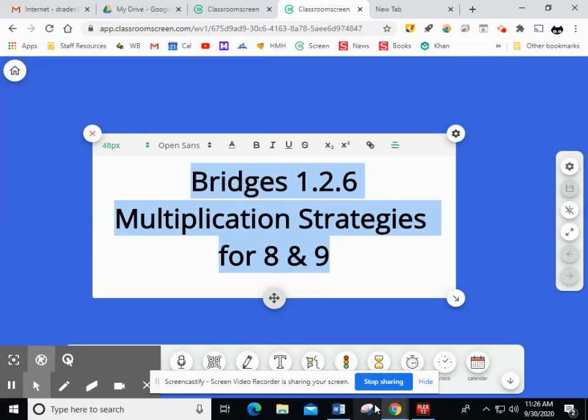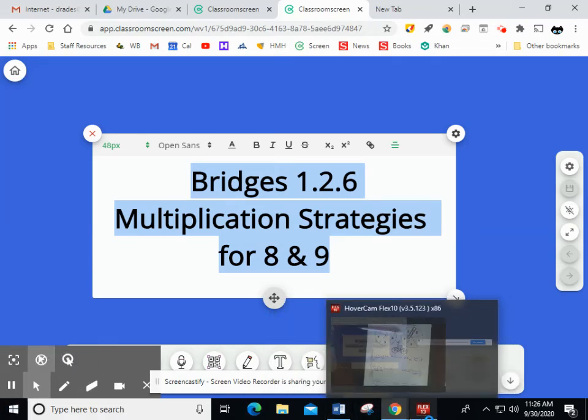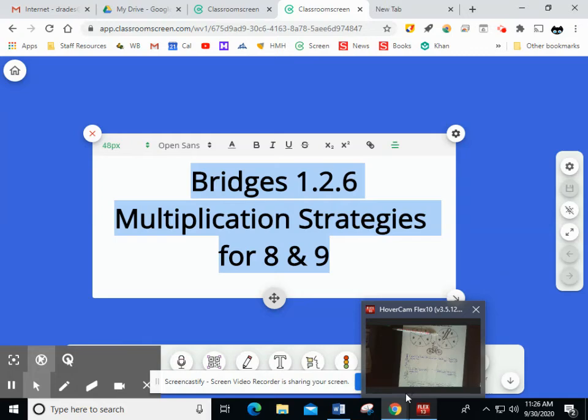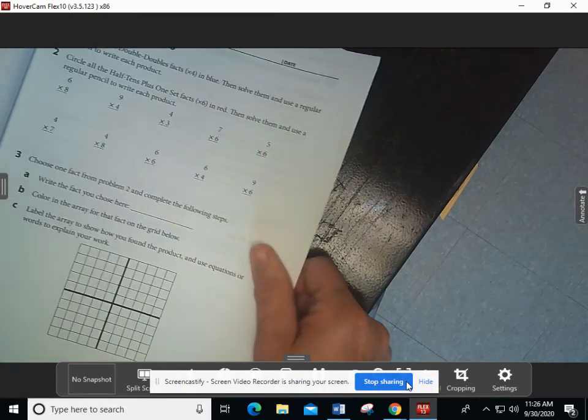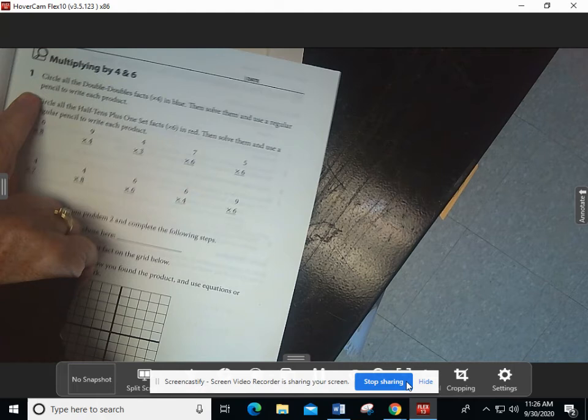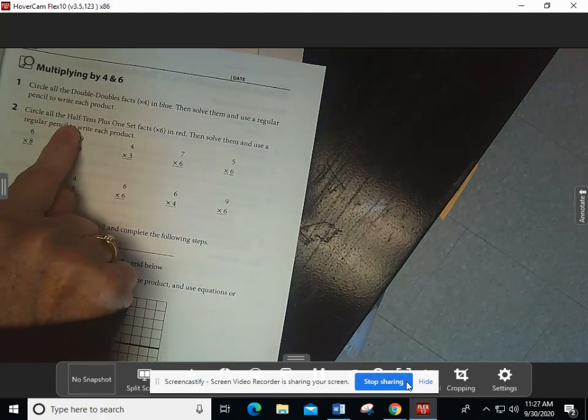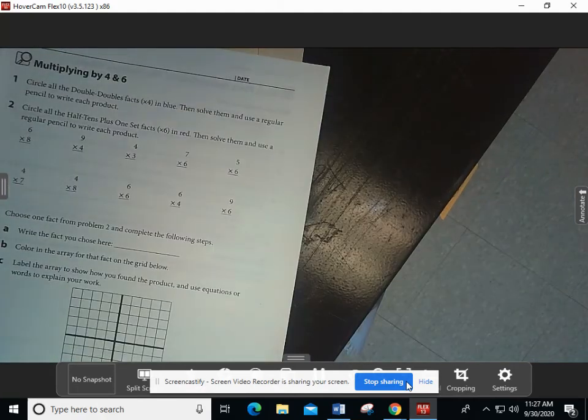Hi there. Once again, we are running out of time in class. There just never is enough time in the day. So I'm going to quickly explain to you what you're going to be doing in your workbook. Please notice that in your workbook, you have directions number 1 and number 2 that are telling you to do 2 different things.